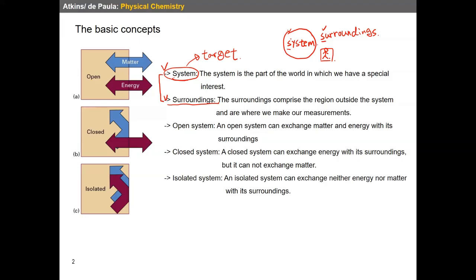Okay, so there are different types of systems. First is the open system. The open system can exchange matter and energy with its surroundings. What does this mean? As I told you, there's a system and there is the surroundings. If energy and matter can be exchanged between this system and the surroundings, then we call this kind of system an open system.